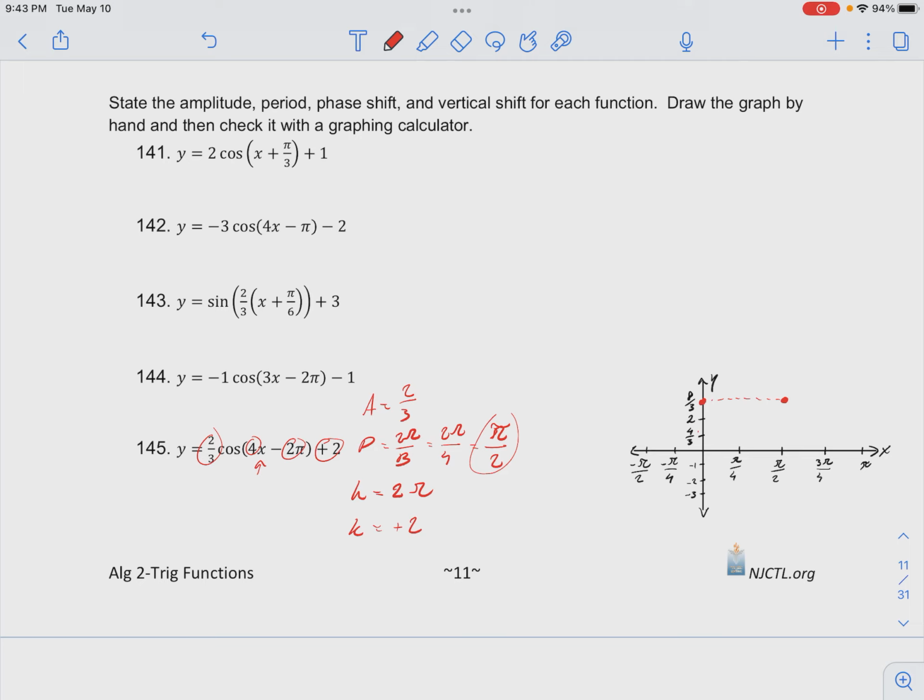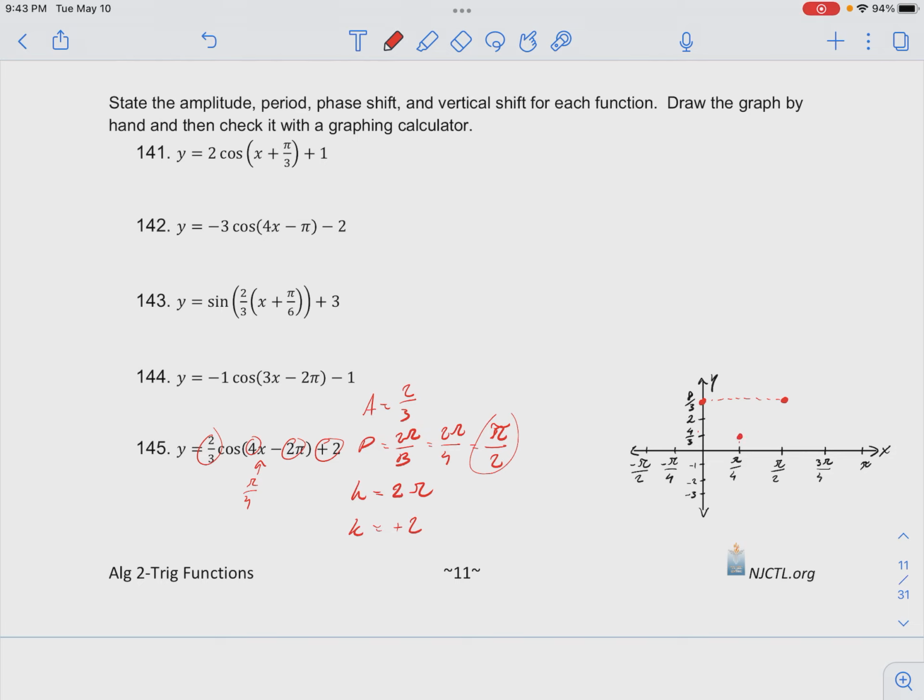Now in between these 2 points, if we look at pi over 4, plugging in pi over 4 for x, we have pi minus 2 pi, so that'll be cosine of negative pi, which is negative 1 times 2/3, which is negative 2/3, plus 2 will be 4/3. So at pi over 4, we have 4/3.